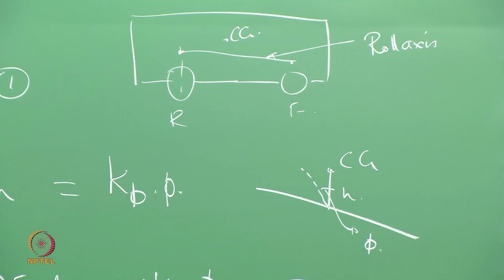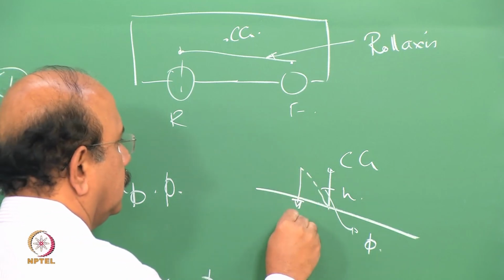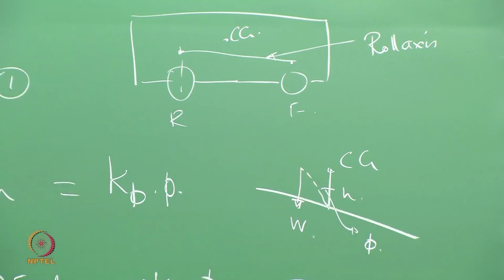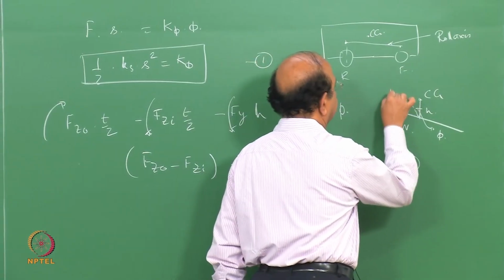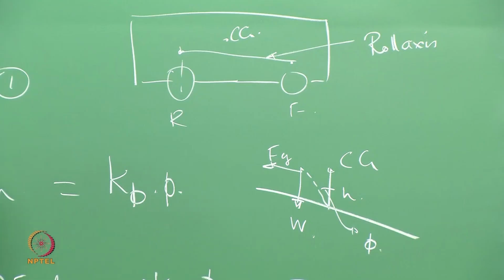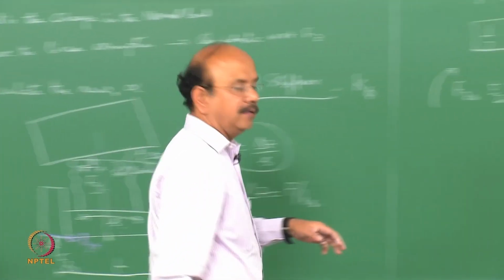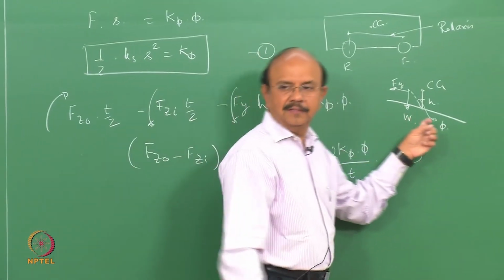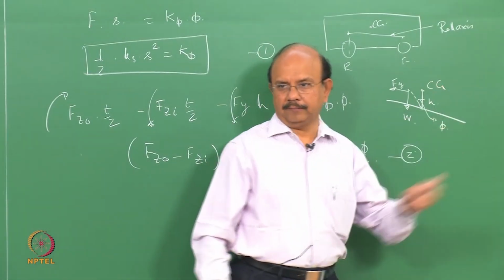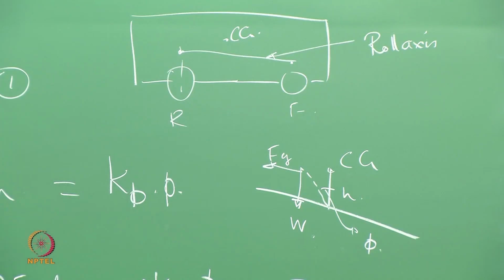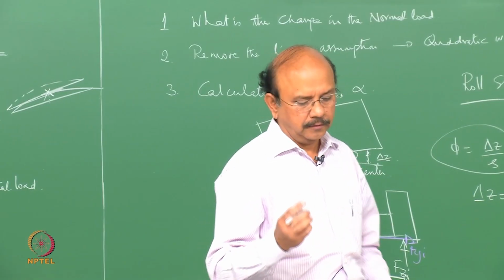Okay, and for the whole body, you know that that's where the weight W acts, and we know that that's how, say, Fy acts. Right? So the moment about the roll axis then is given by the moment created by that W as well as Fy. Clear? Okay. Any other question?